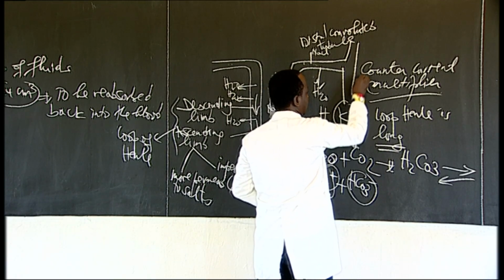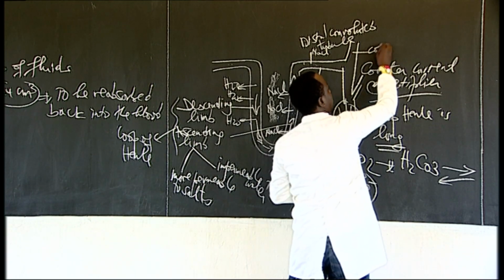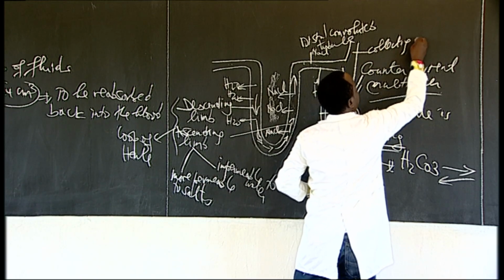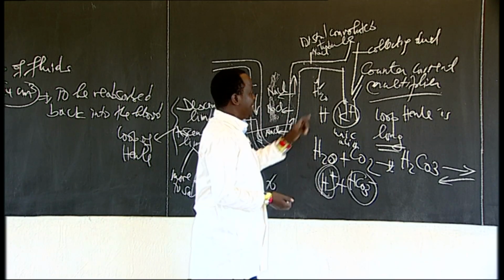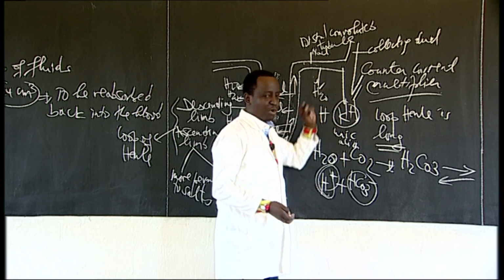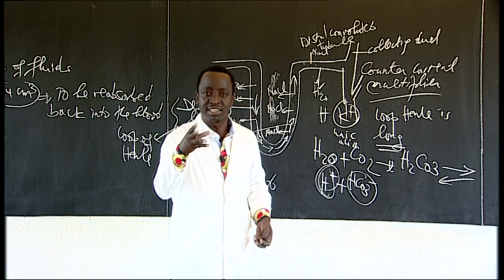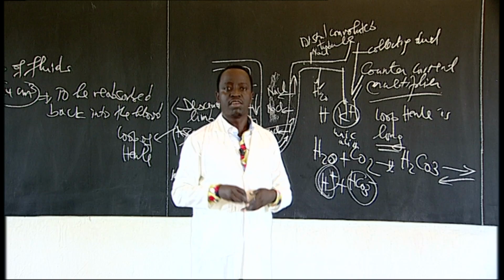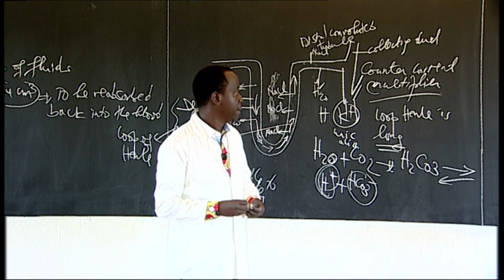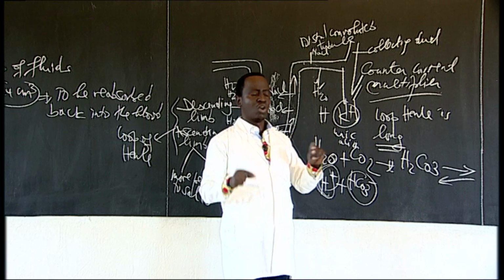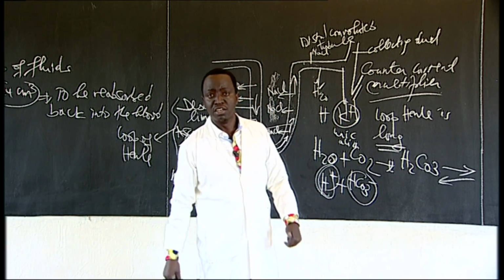The last one is the collecting duct. Are you together? Now, the remaining filtrate goes to the collecting duct. It is called the collecting duct because it collects the urine that you have already formed in the medulla. But remember, before collecting, this collecting duct is also permeable to water and salt.